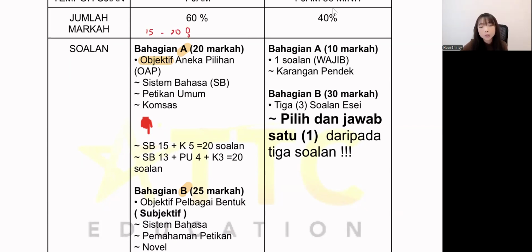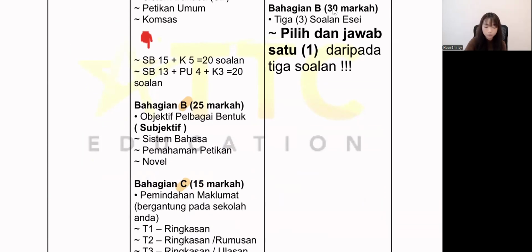Then bahagian B, this one would be objective pelbagai bentuk. It's referring to the subjective question. So for the subjective questions, if you attended our previous class, which is the April week 3 class, what we did, the kesalahan ejaan, kesalahan bahasa is the subjective under this system bahasa. So just for your information, in this system bahasa, you will be tested on the kesalahan or the grammar mistake or the spelling error. So you will be tested on the kesalahan ejaan, kesalahan bahasa, and also the syntaxis question.